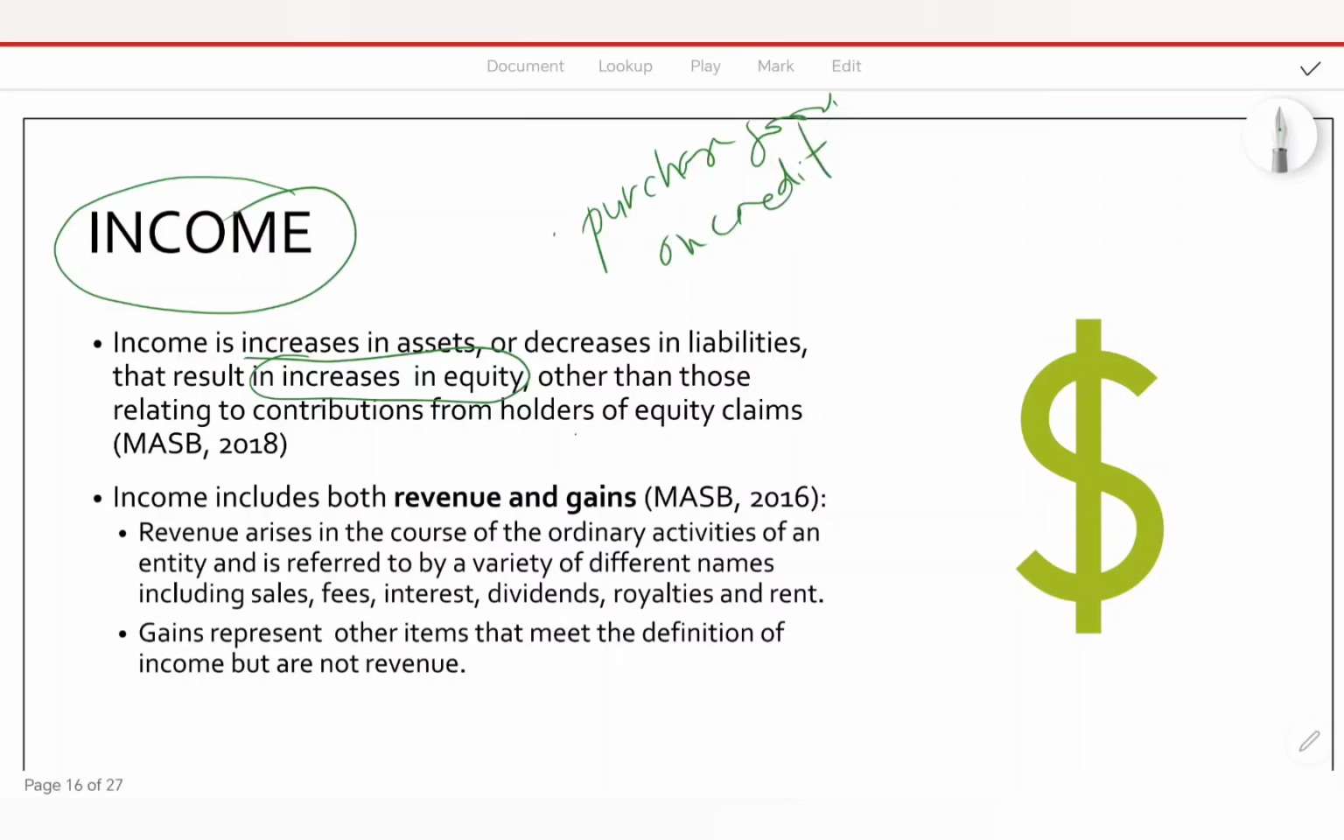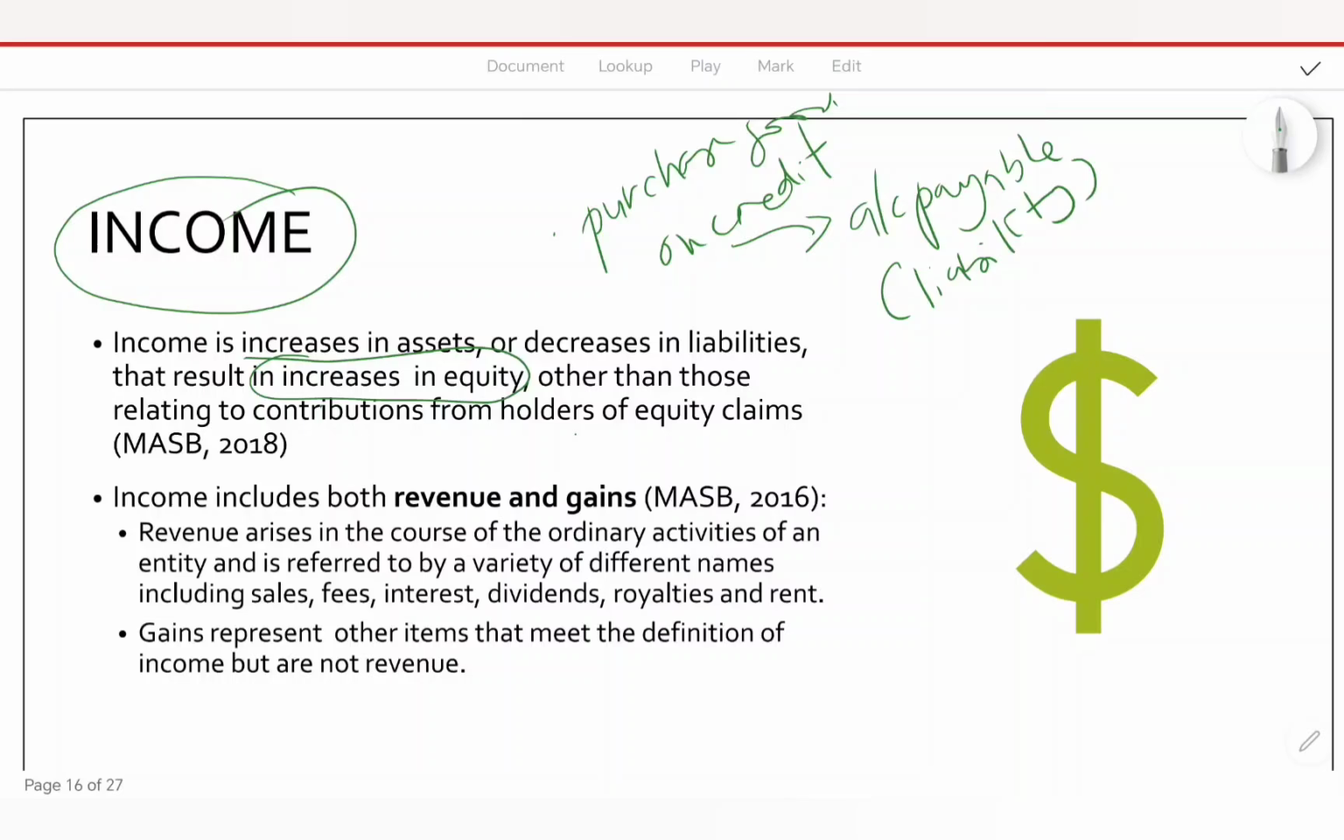When you purchase goods on credit, you are going to create accounts payable because you do not make the payment to the supplier yet. So you purchase goods on credit, you are going to record an account payable. Account payable is a liability because you have the obligation to make a repayment to the supplier in the future according to the credit term agreed and stated in the invoice. So that will create account payable, which is the liability.